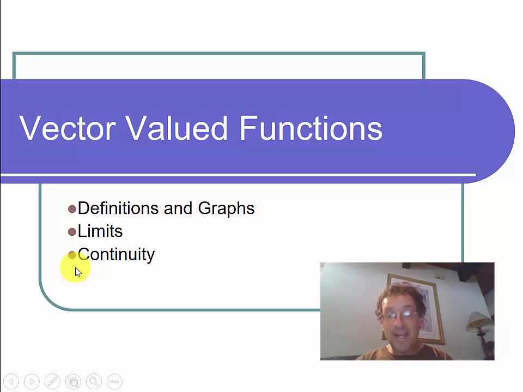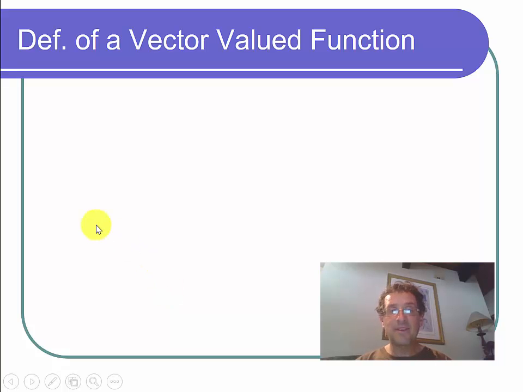Then we'll get into what you would do next in calculus, and that is continuity. Again, if you remember what it means to be a continuous function, then you should have no problem understanding what it means for a vector-valued function to be continuous, both at a point and in general. Then finally, I'll give you a little fun baseball application. So let's get down to the definition.